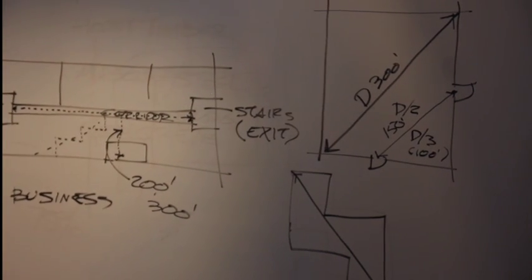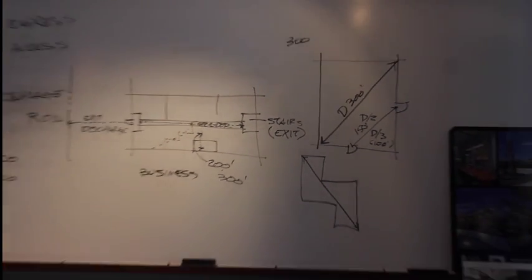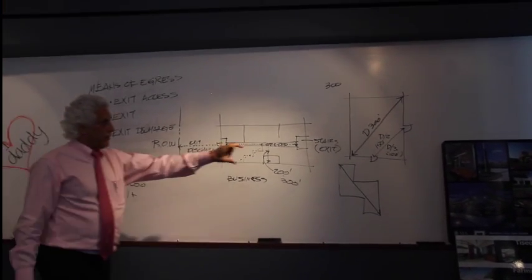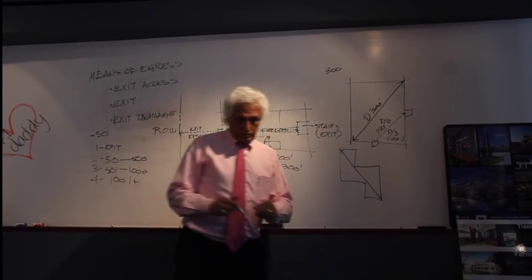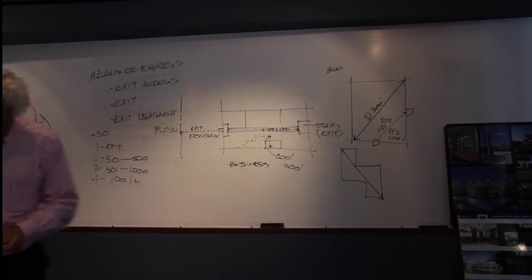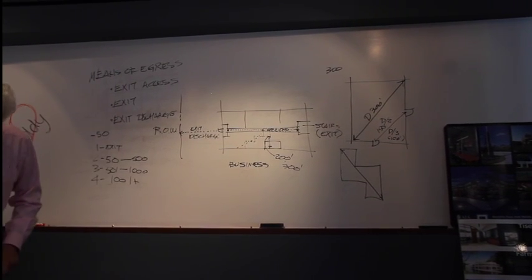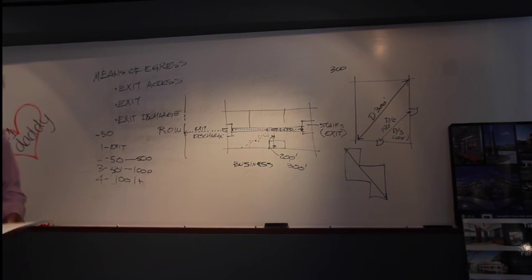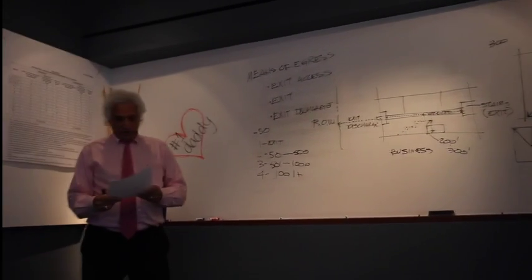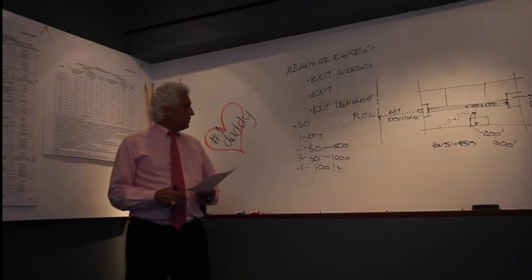And again, the same thing applies. If you need 3 exits, you still have to meet the requirements of the remoteness of the doors. Other items in the code: minimum height on ceilings, 7'6".